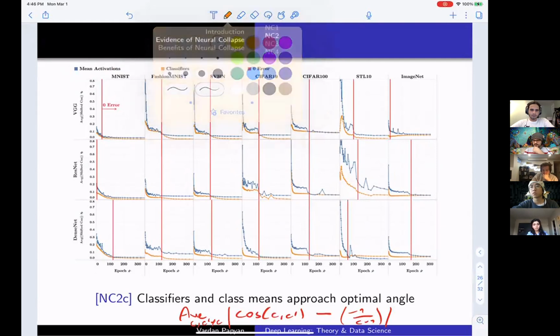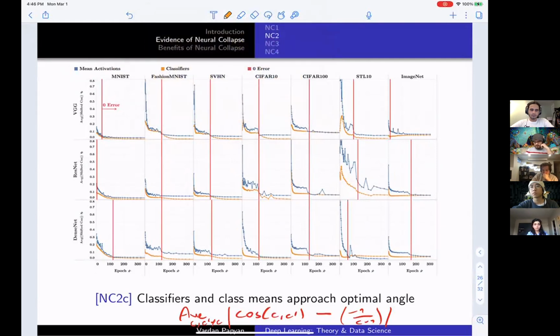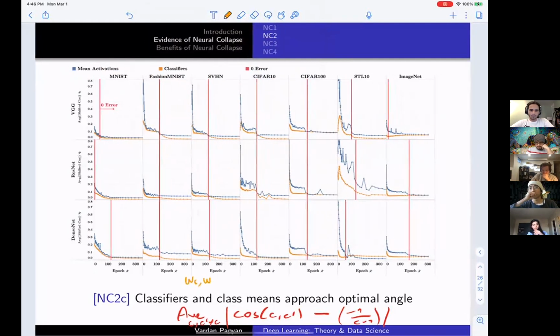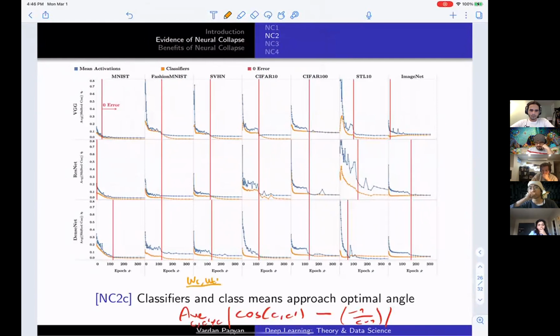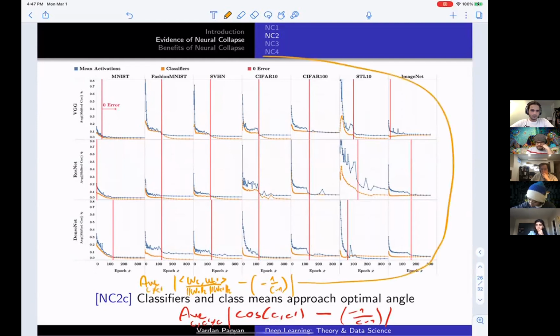I can write it very explicitly. So in the case of the classifiers, the cosine would be WC inner product with WC prime divided by their L2 norms, WC L2 norm, WC prime L2 norm. Here you have an inner product minus 1 over C minus 1, absolute value, average over C not equal to C prime. So this is the orange curve. Okay.